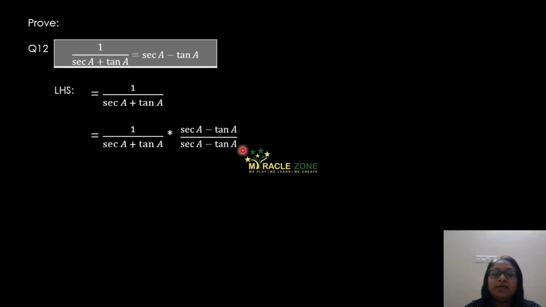When you multiply here, the denominator is in the form of (A plus B)(A minus B). So the numerator will be sec A minus tan A and the denominator will be A square minus B square, so sec square A minus tan square A. What is sec square A minus tan square A? It is 1. So that means we proved the RHS. It is sec A minus tan A.